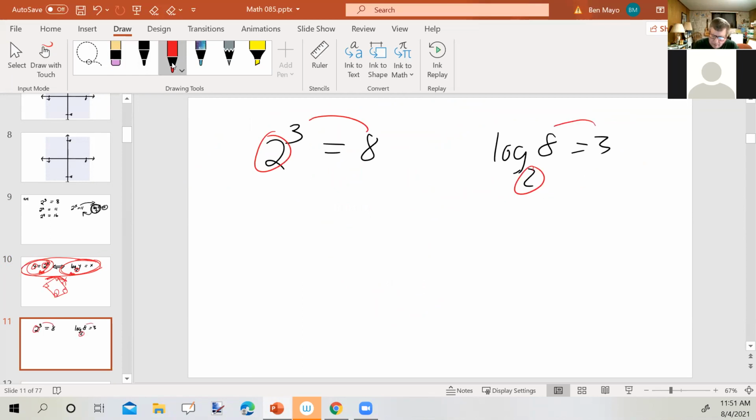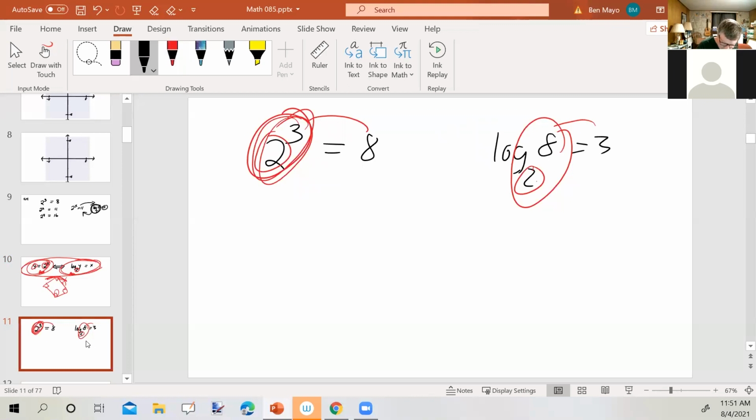Now, careful though, this is 2 to the 3rd power. This is not 2 to the 8th power. This is log base 2 of 8. So it's not a power situation like it is over here. But the base is the same, the players change places. Let's apply that to the following examples.